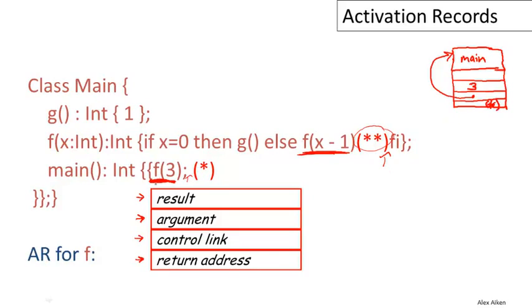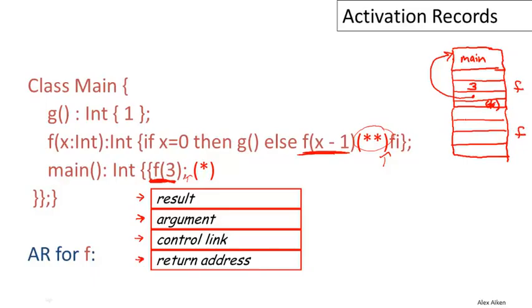All right, so then F is called a second time. The body of F executes, the argument 3 is not 0, and so we wind up calling F again. What that means is that another activation record will be pushed onto the stack. This will also have 4 slots. It's an activation record for F. I probably should label these. So that's an activation of F. This is also an activation of F.